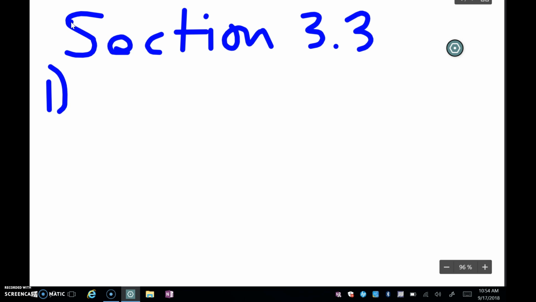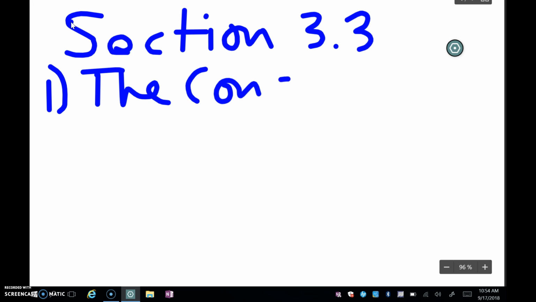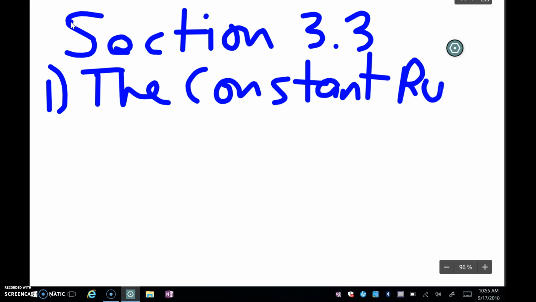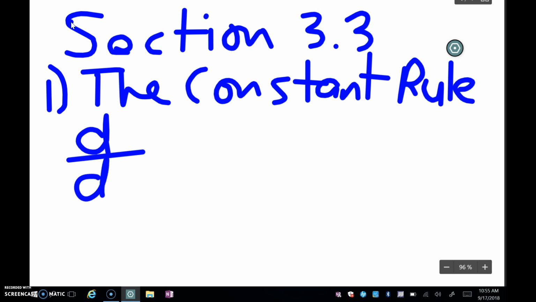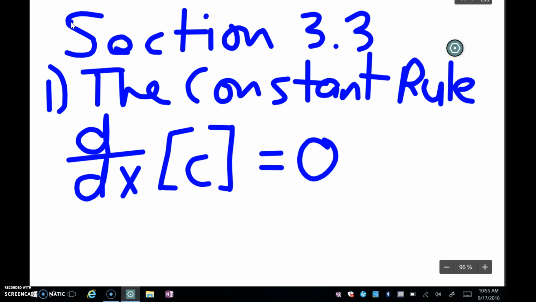So the first rule is called the constant rule, and that rule says if you have a number by itself, then that derivative will automatically be zero. So here it is in the formal setup. The derivative of just a number, that's what that C means, is always zero. And that's because derivatives are slopes. If you have the slope of, say, the line y equals 5, that's a horizontal line which has a slope of 0. So anytime you have a standalone constant, the slope is going to be 0.